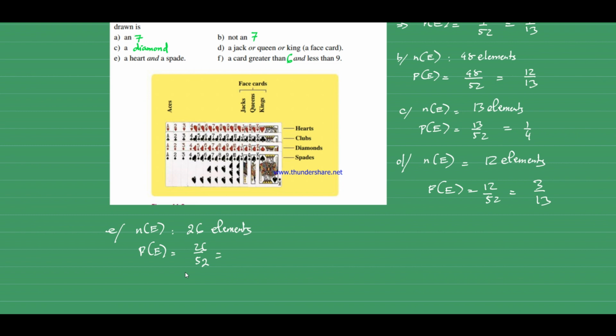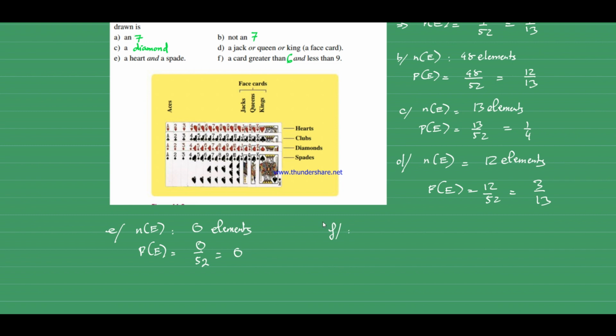If the question is heart or spade, then we have 26. But we don't have any card that contains heart and spade in one card, so this one should be 0, guys. Be careful. Okay. So this should be 0. So we have 0 probability. We never have any chance of getting a card that has spade and heart at the same time.